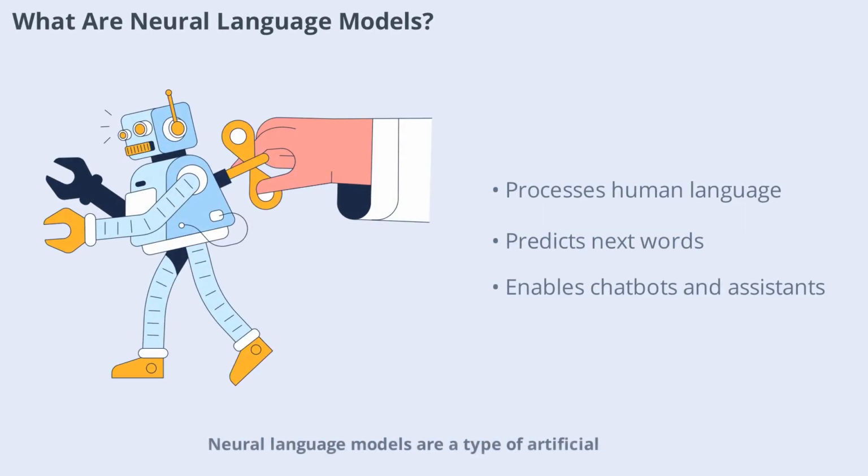Neural language models are a type of artificial intelligence designed to process and generate human language. They use neural networks, which are inspired by the human brain, to learn patterns in text data. By analyzing vast amounts of language, these models can predict the next word in a sentence, translate languages, summarize articles, and even write stories. Their ability to understand context and meaning has revolutionized natural language processing, making applications like chatbots and virtual assistants possible. Next, let's look at the basic structure of these models and how they function.